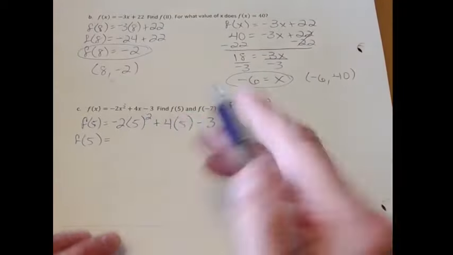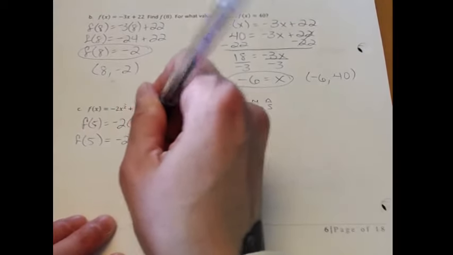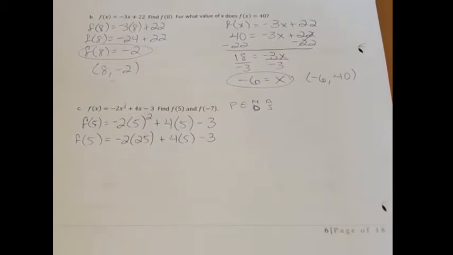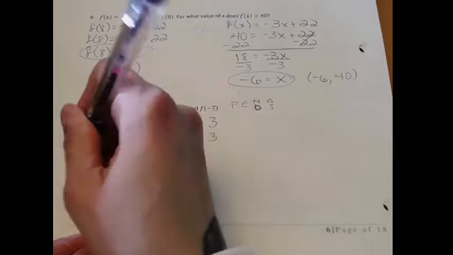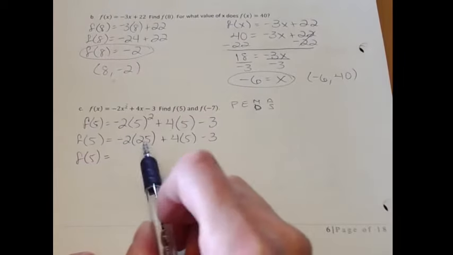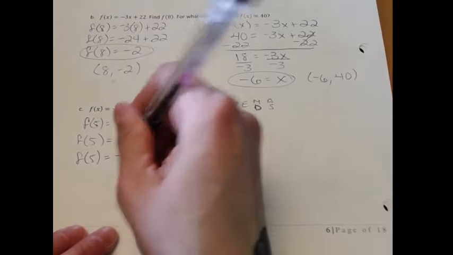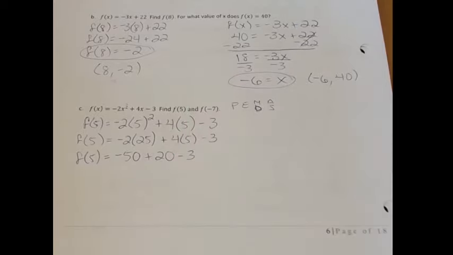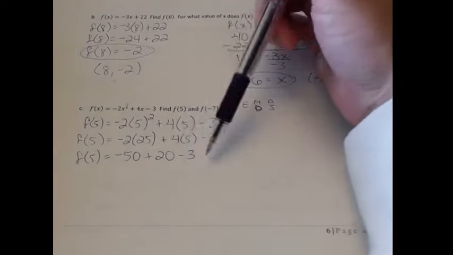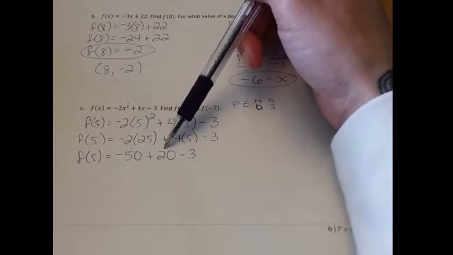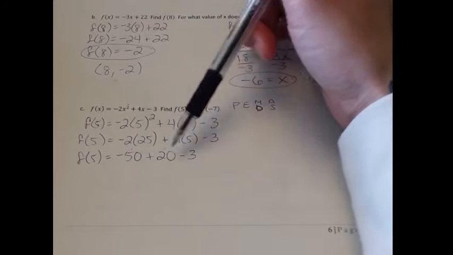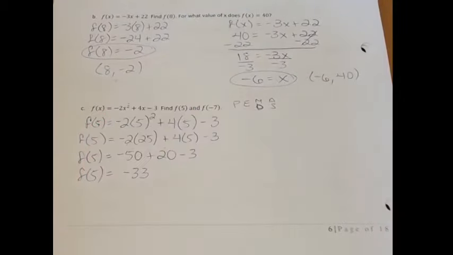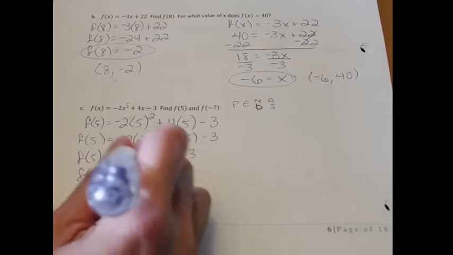So we have to square the 5 first. So we have -2 times 25 plus, and I'm just going to write out the rest. We can do this step by step, no big deal. Next, let's simplify. -2 times 25 is -50. 4 times 5 is 20, minus 3. So now we just have to move from left to right. So -50 plus 20 is a -30, and -30 minus 3 is -33. So f of 5 is a -33.